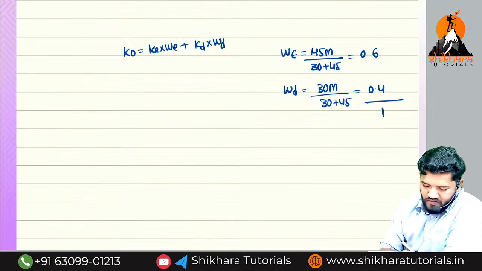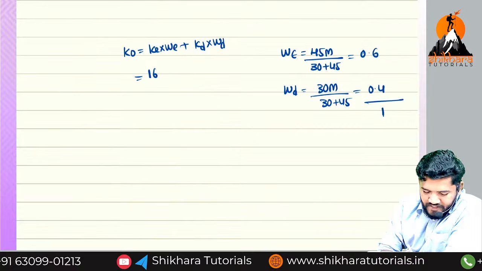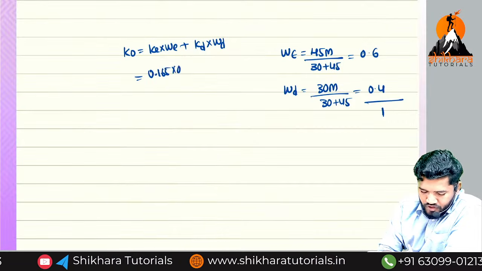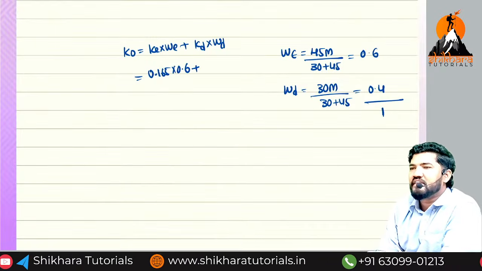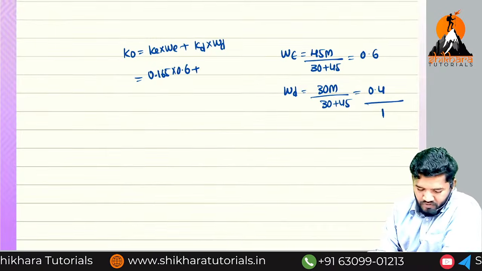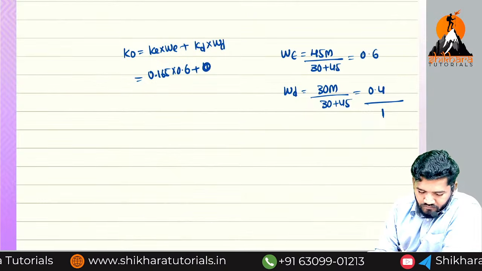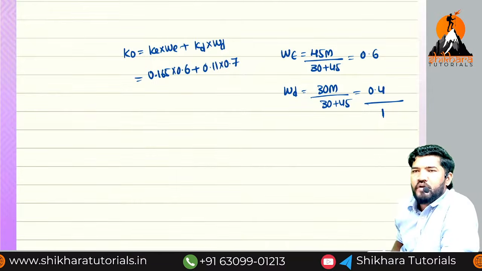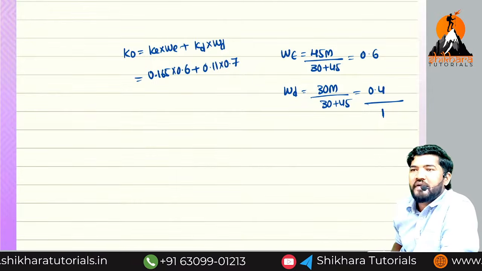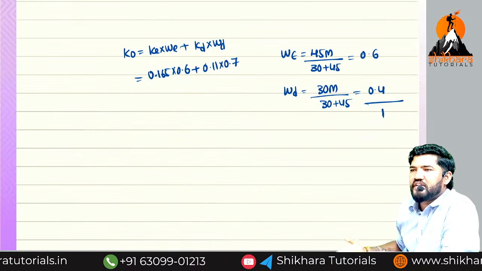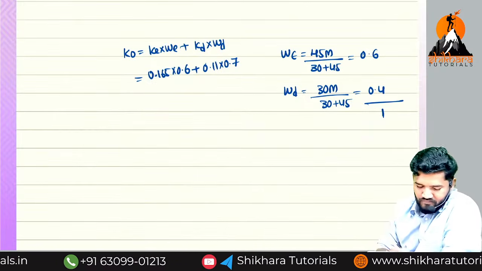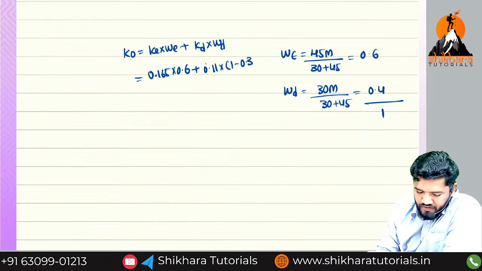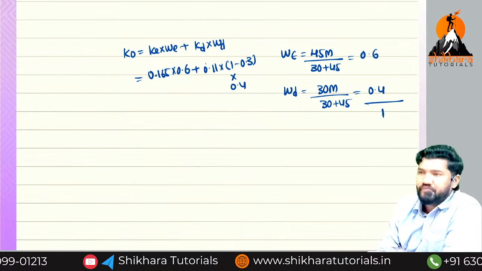Okay. Next, KE is already given directly as 16.5. So I am using 0.165 into 0.6 plus 11% they gave, which is pre-tax. 0.11 into 0.7. Why 0.7? 1 minus tax, 1 minus 0.3, 0.7 only. 0.11 into 1 minus 0.3 into 0.4.